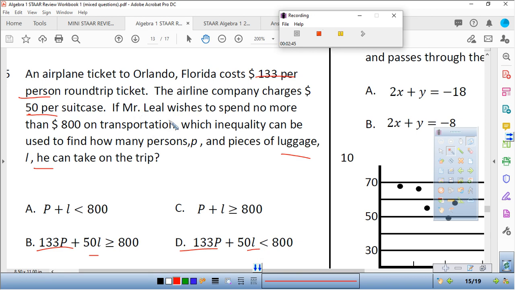If Mr. Leal wishes to spend no more than, so they don't want more, they want less than. I think this is my answer. He doesn't want to spend more than 800. This one's saying that 800 is the biggest he'll go, and that this stuff is acceptable if it's below. I like that one. This one says that 800 is the lowest he'll spend, and he wants to really spend more. So that one's wrong.